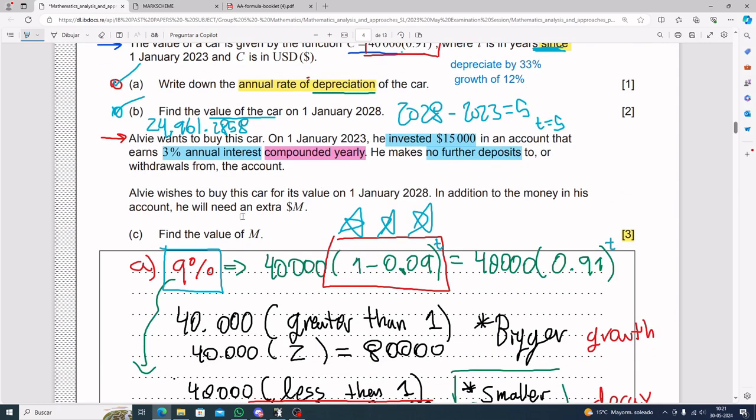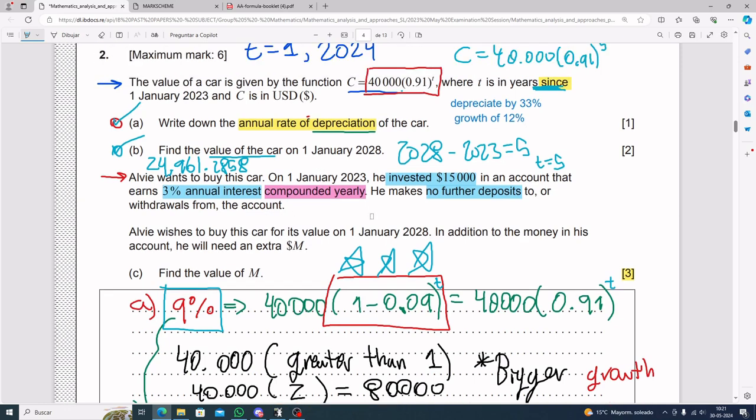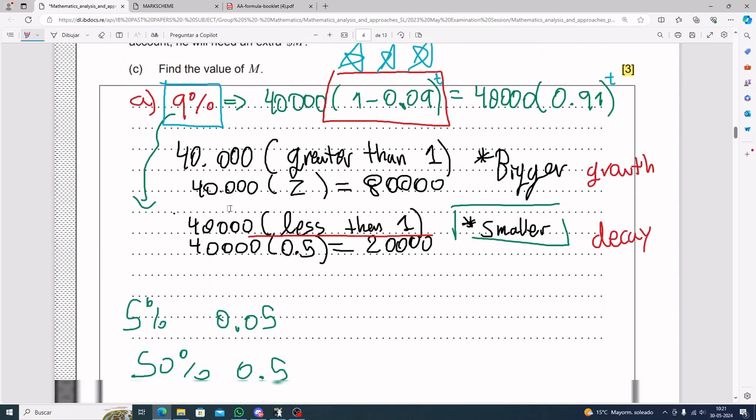And so good old friend Alvi wishes to buy this car from the math problem for its value on the 1st of January of 2028. And so this is also key for its value, on the 1st of January. In addition to the money in his account, he will need an extra M. And so find the value of M. So a little bit of context.